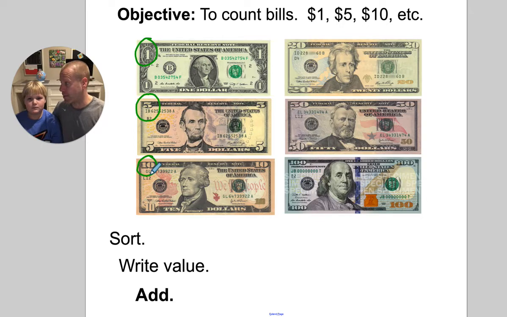Now we're getting into the big money. This is a bill that has Mr. Andrew Jackson on it, and that is worth $20. 2 tens would be the same as $20. This next one has Ulysses S. Grant on it. Cha-ching, I'm rich. $50. That's a lot. It would take 50 $1 bills, or 5 $10 bills. You have to add up a lot of those bills to make $50.